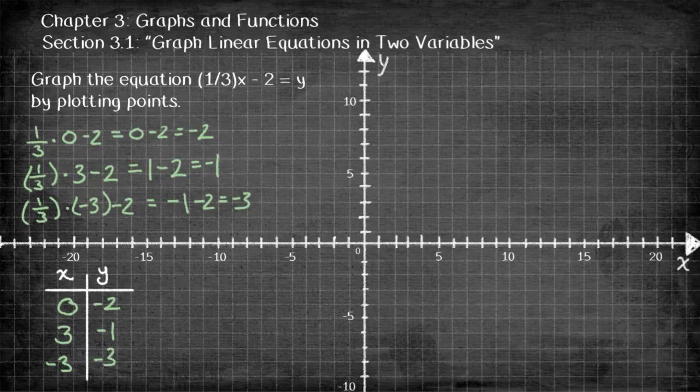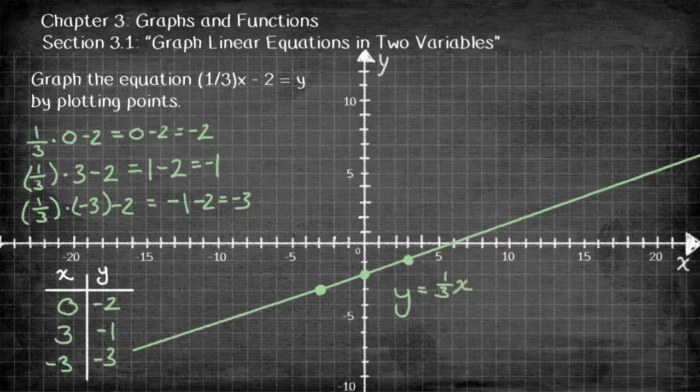Okay, so we have our 3 points. Let's go ahead and plot them. And then we draw the line. There we have the graph of our line, y equals 1/3 x minus 2.